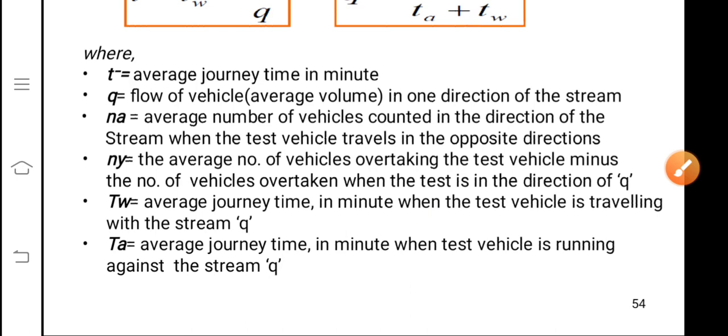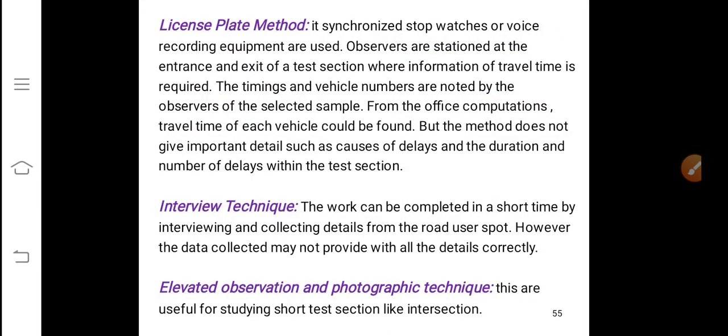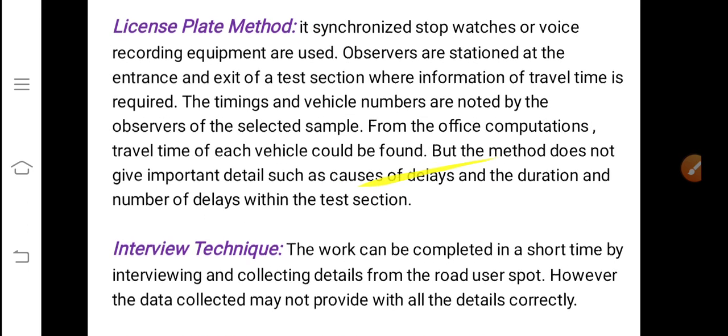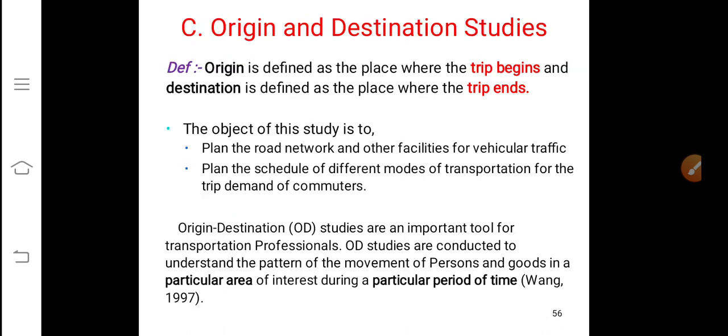All these data are recorded on pre-prepared sheets by four different observers. In the office, we are required to sort them out as per this formula, which is developed to determine this. Next, the license plate method, interview technique, elevated observation and photographic technique are also possible ways to find out the speed and delay study.